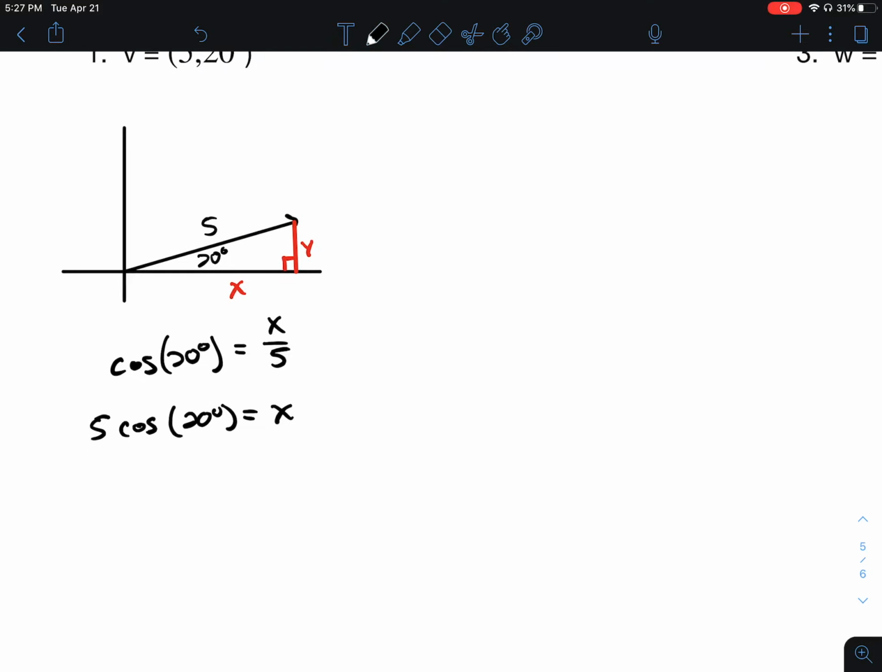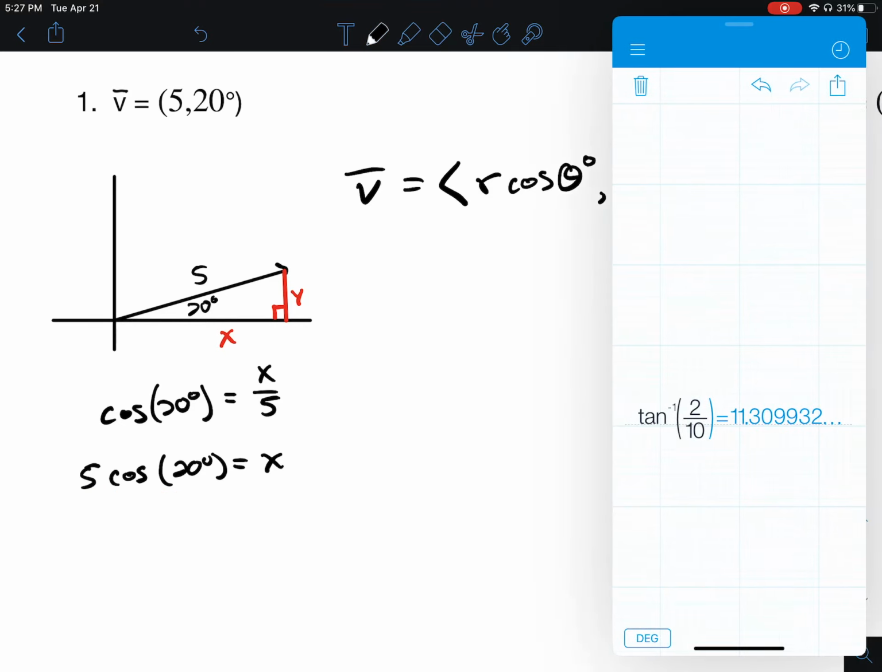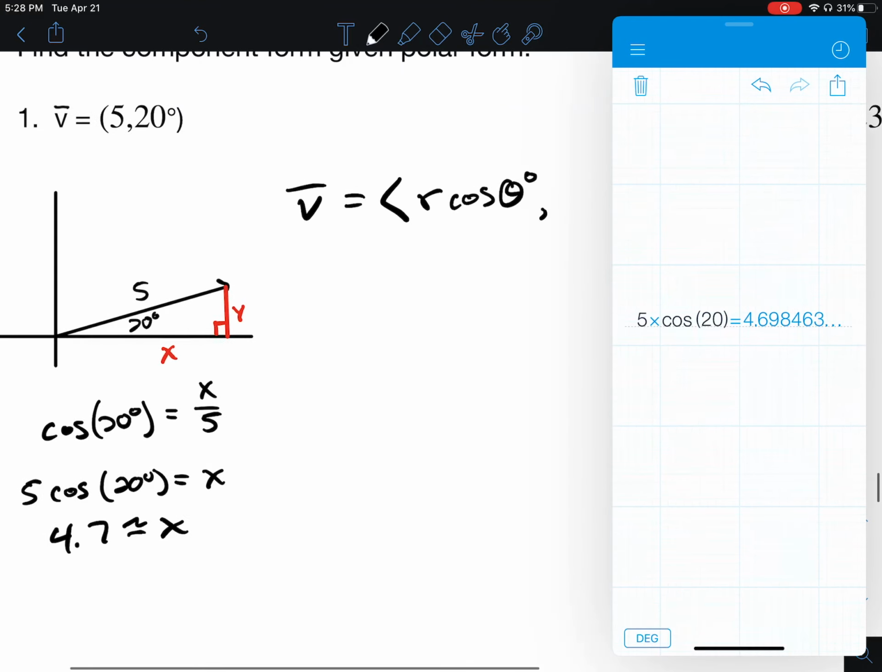So what I am telling you is, if you want to find vector v in component form, the first component is going to be r times cosine of theta, because that's what we have here. We have r times cosine of theta. Put this into our calculator. 5 times cosine of 20 degrees. We're going to get about 4.7. We will round to 1 decimal place.